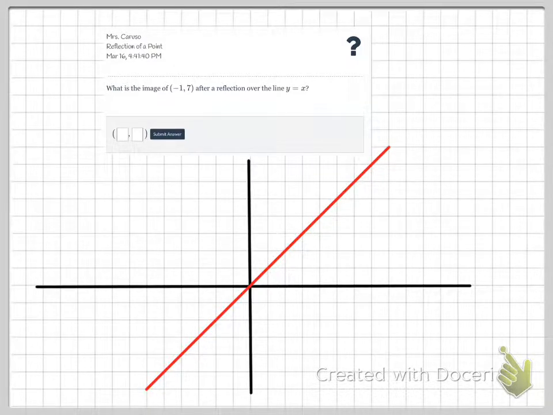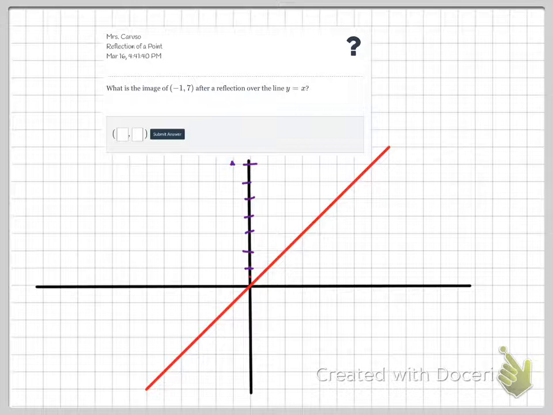1, 2, 3, 1, 2. So you can see what I'm doing, so I'm not just making it up. Sorry, I'm on the line. 1, 2, 3, 4, 5, 6, 7, and we are over there. There it is. Okay, so that's -1, 7, and I'm reflecting it over the line, and I'm wondering if I'm going to have enough room.